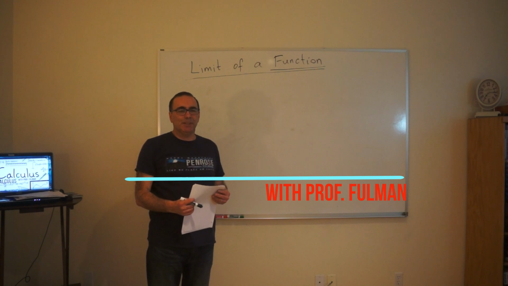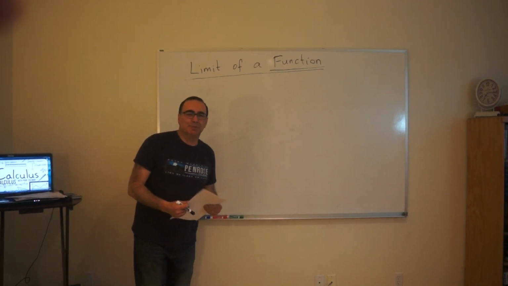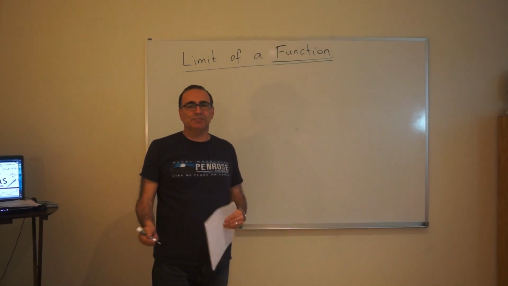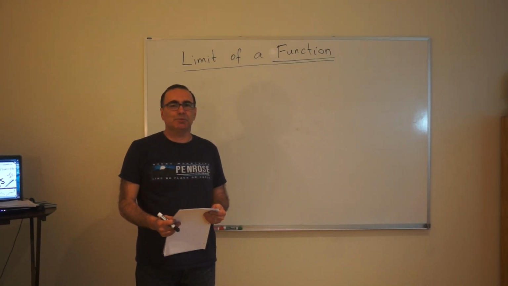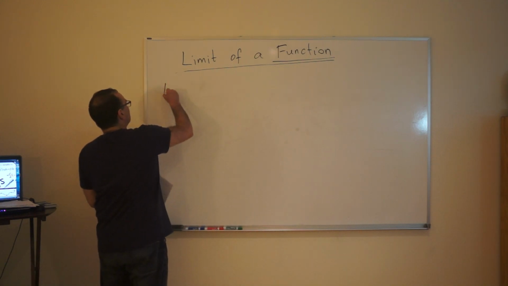Sometimes a limit may be an ugly value. In the previous examples, the limit was a pretty nice value, such as 1 or 12, an integer number. It doesn't have to be that way. It could be any number. So here is another example.